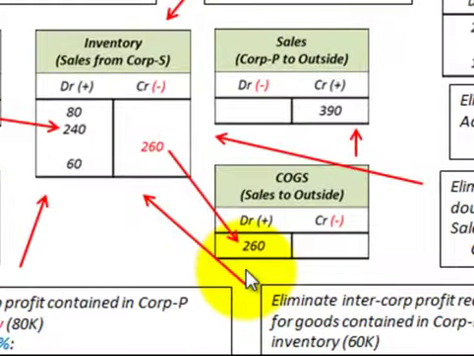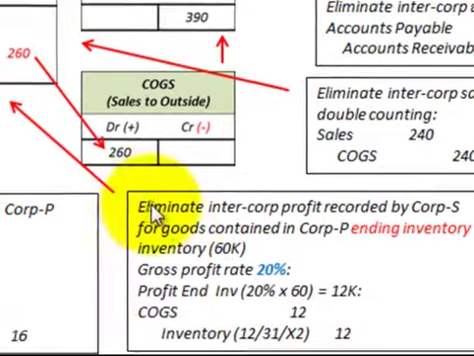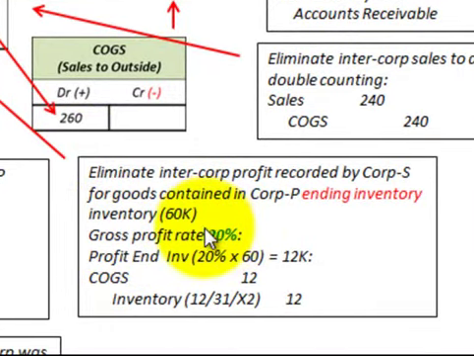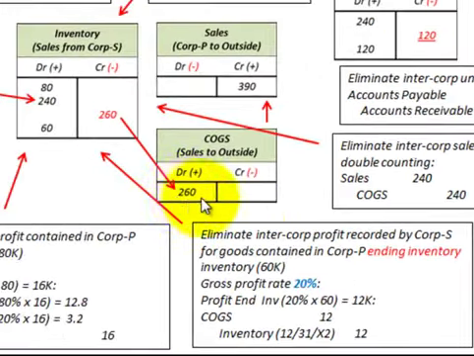Okay, next we have to eliminate the intercorporate profit recorded by the subcorporation S for the goods that were contained in the parent corporation's ending inventory of $60,000. So going down here, our gross profit rate, of course, was 20%. So the profit in the ending inventory would be 20% times the $60,000 ending inventory, for $12,000. So our entries would be to debit cost of goods sold, or increase it, for $12,000, and then reduce our inventory account for $12,000.